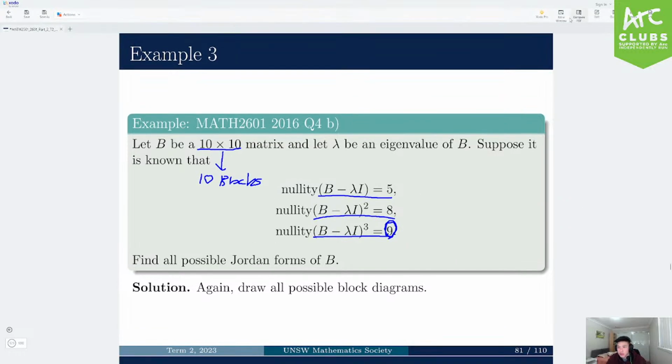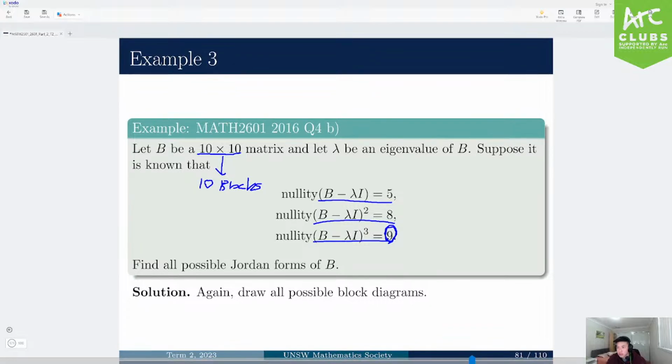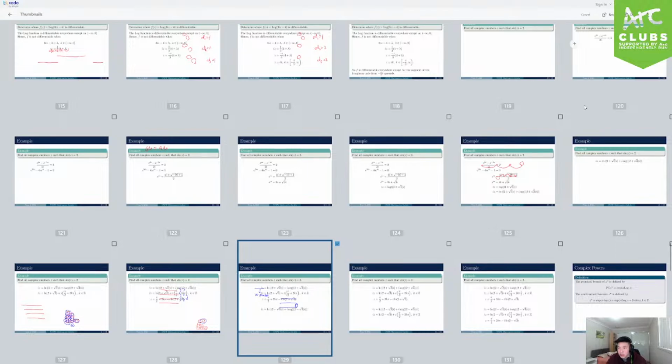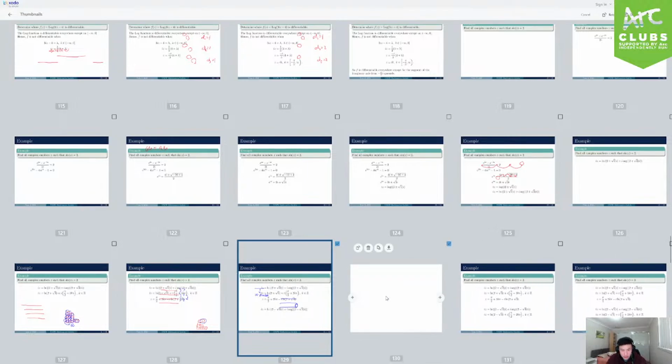So let's create a new page. It's a page. Yes.